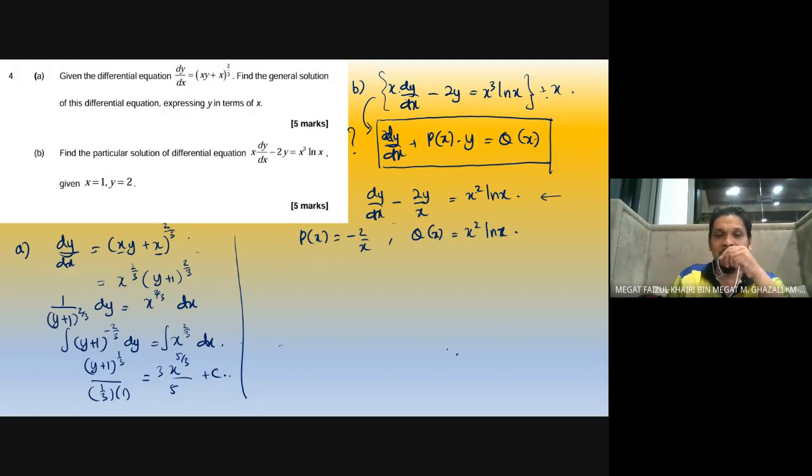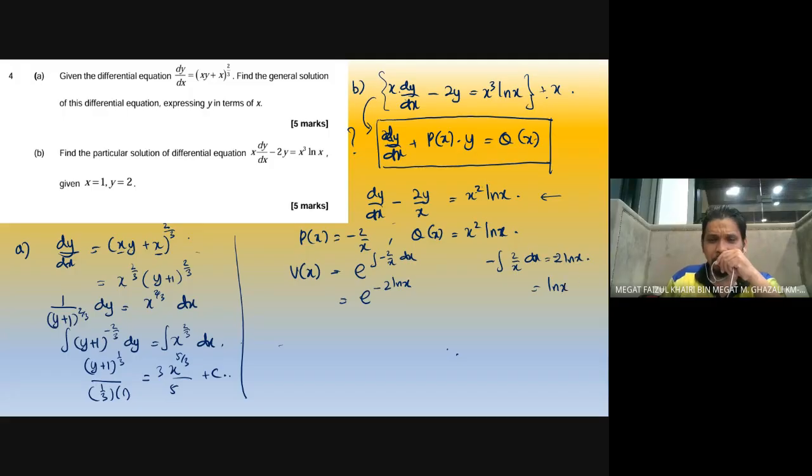So we may start to list down p(x) equal to negative 2 over x and q(x) equal to x squared ln x. So our integrating factor v(x) is e power of integral of negative 2 over x dx. Okay, integral of 2 over x dx equal to 2 natural log of x. So in this case, it's going to give you e power of negative 2 natural log of x. So if we have negative here and we have negative here, so then it is natural log of x power of negative 2. Okay, so what about this one here now?